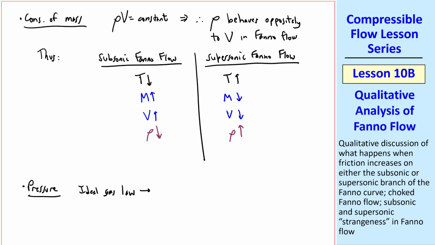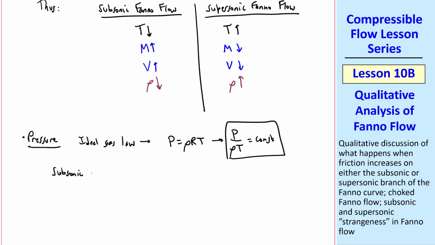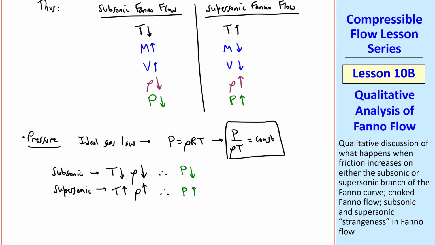What about pressure? Well, let's look at the ideal gas law. Since P equals rho R T, and R is a constant, P over rho T must be constant. And we'll think about this in the subsonic case. T goes down, and rho goes down, so the denominator gets smaller, but in order to keep this constant, pressure must also go down, therefore, and I'll add that to our table. The supersonic case is opposite, since we see that temperature and density go up. Therefore, P must also go up to satisfy this, and I'll add that to the table as well.